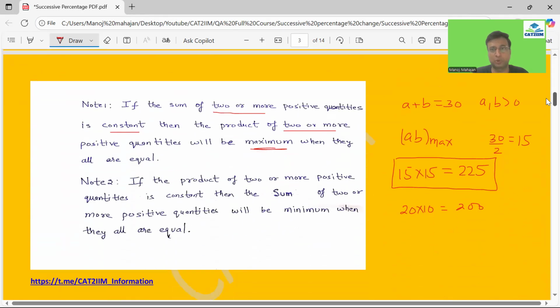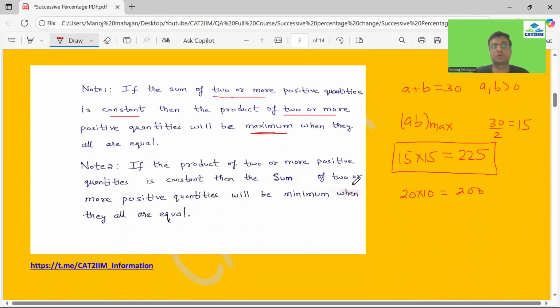Let me have a look at note number 2 also. So if you have the other way around, if the product of two or more positive quantities is constant, so let me take the product of A into B as 225, just one example, where A and B are positive. So they're saying that the sum of two or more positive quantities will be minimum when they all are equal. So if we want to find out A plus B minimum, I'll show you that this would be again at values 15 each for A and B.